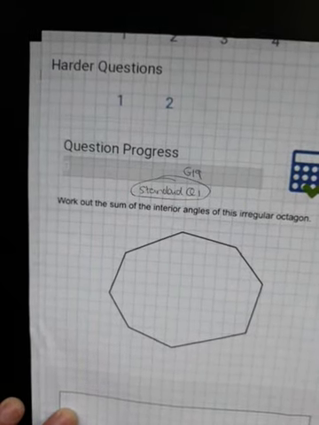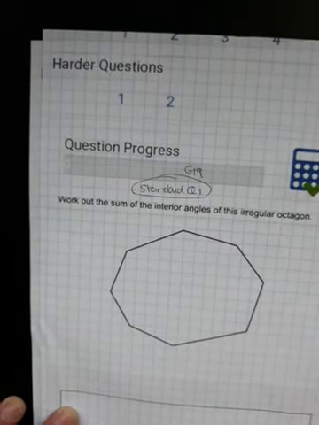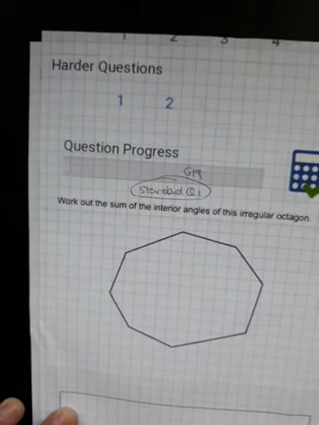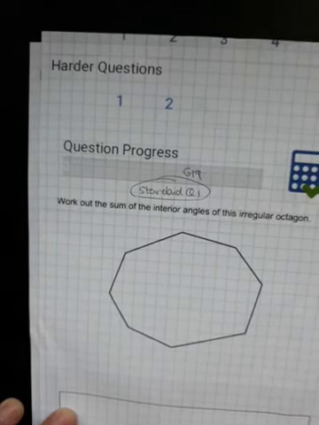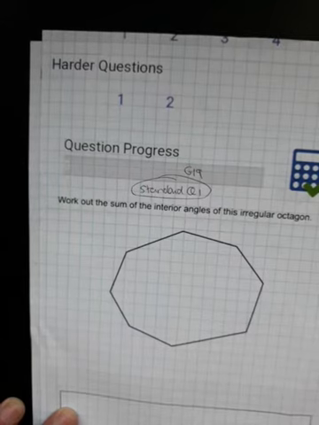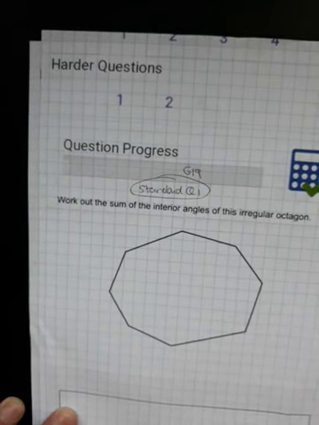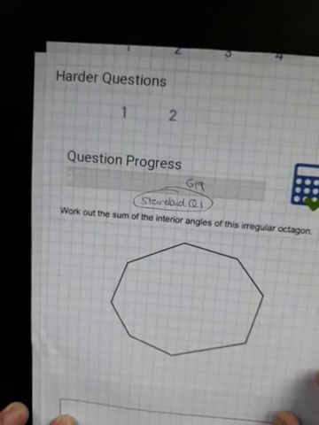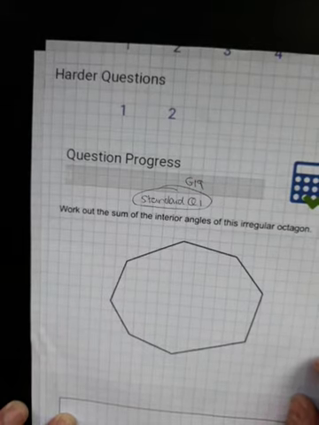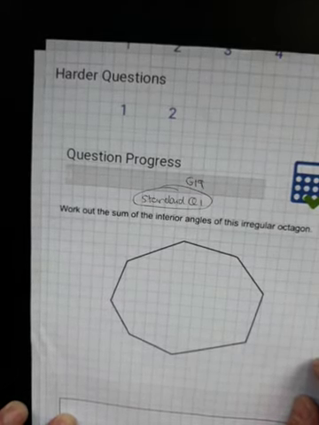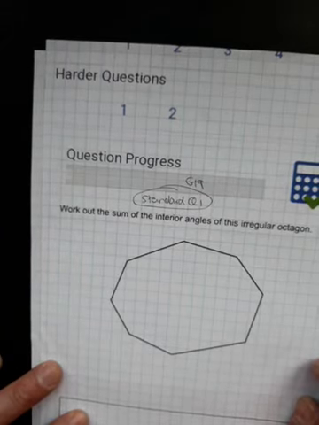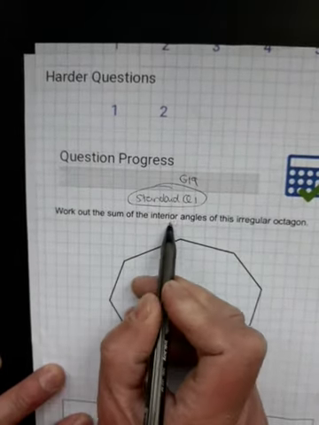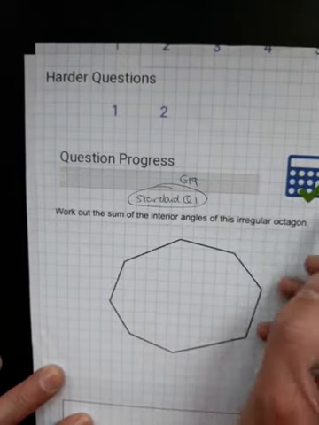Back with a Maths Watch clip help, this time for G19, and this is to do with interior angles of irregular and regular polygons. The one we're looking at first is standard question 1, and I'm also going to follow this with standard question 3 because they're very closely related. First of all, work out the sum of the interior angles of this irregular octagon.